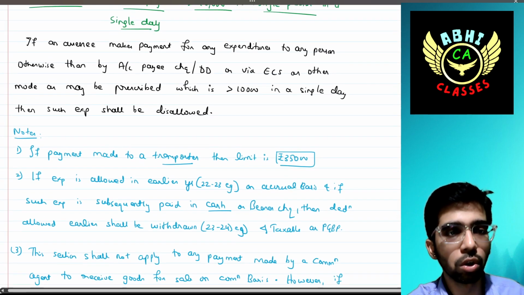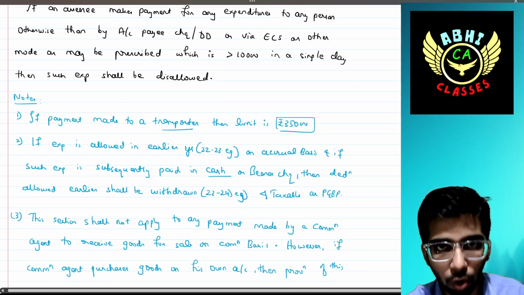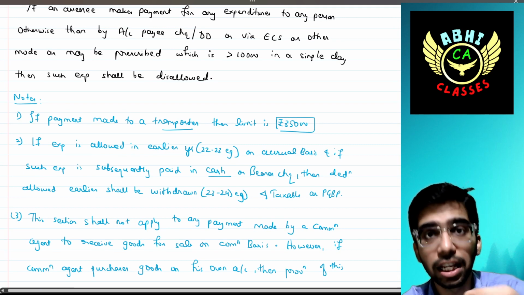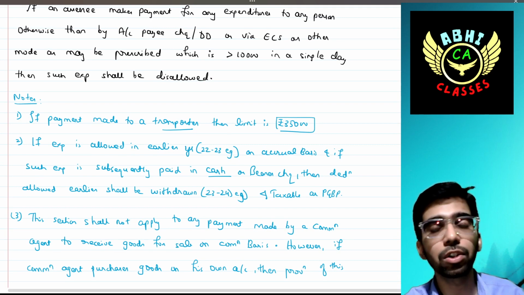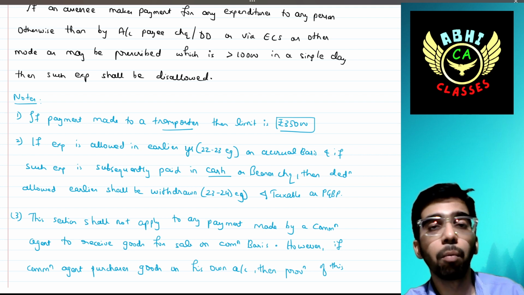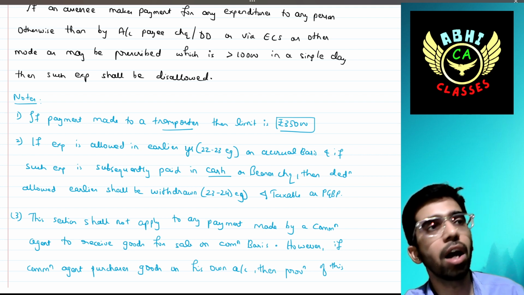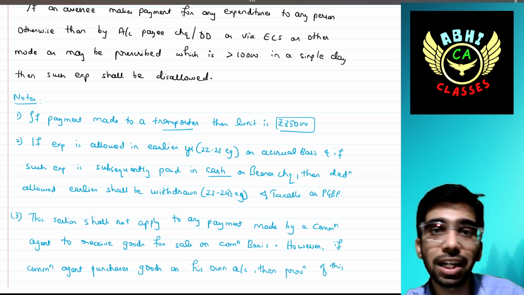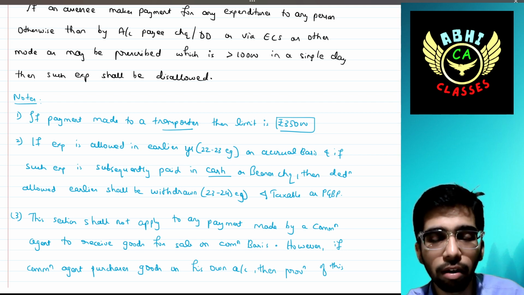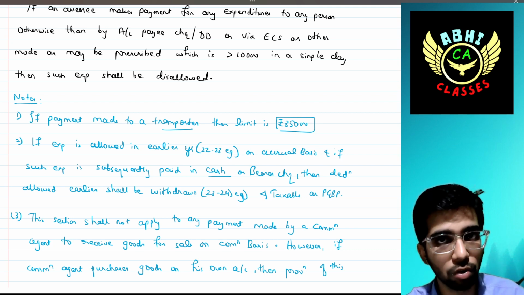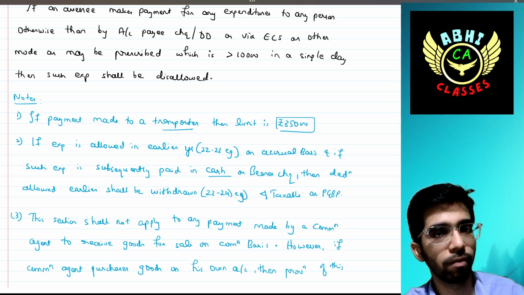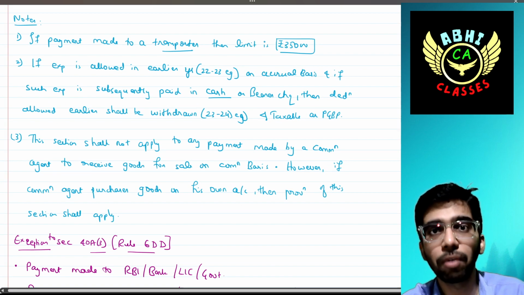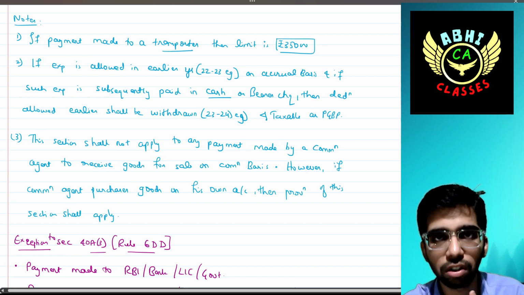Okay, then notes. If the payment is made to a transporter, if the payee is a transporter, then the limit would be enhanced to 35,000. That means if I am paying a cash payment in excess of 35,000, then this disallowance would be applicable, not at 10,000. 35,000 should be seen. For example, freight charges, freight hiring charges, like that.